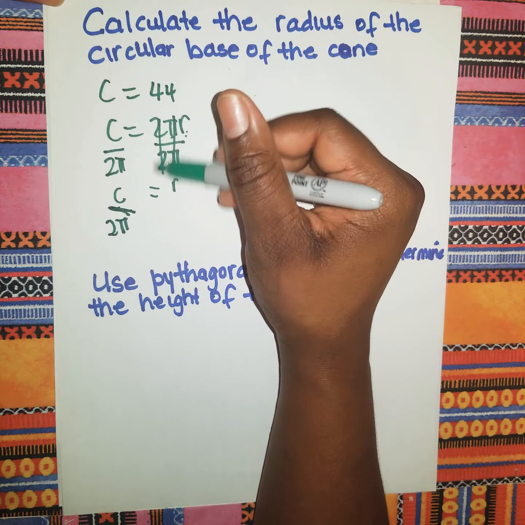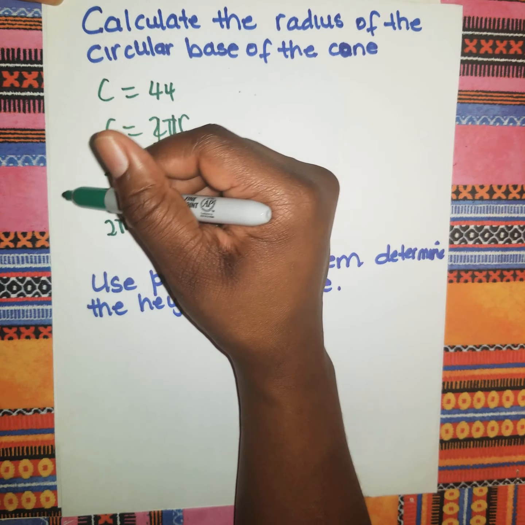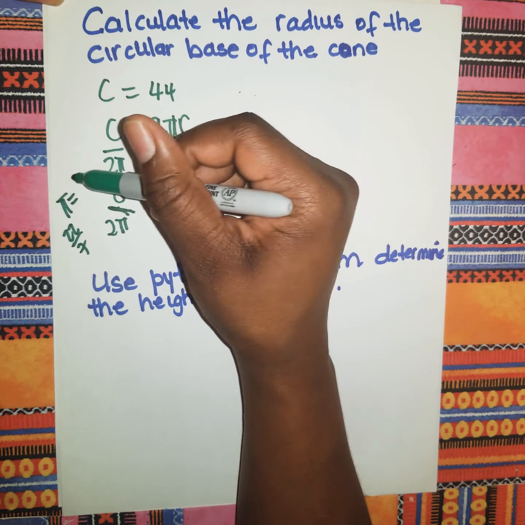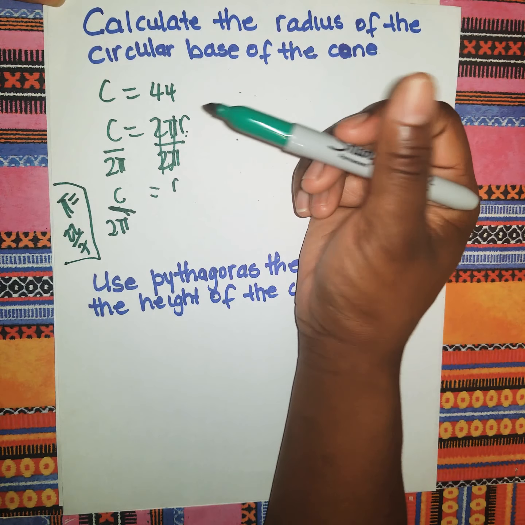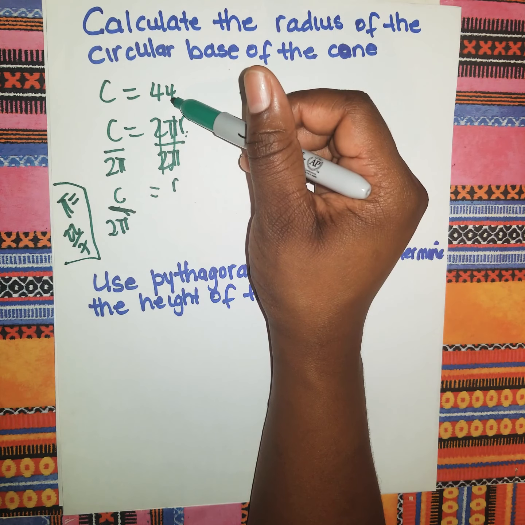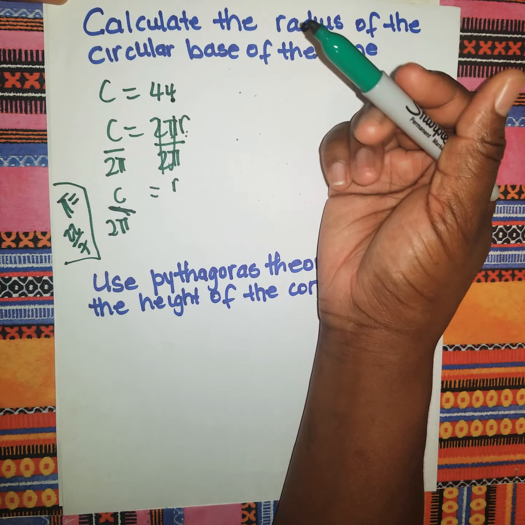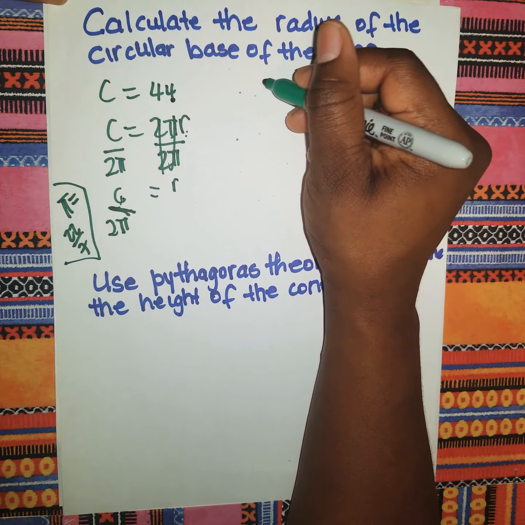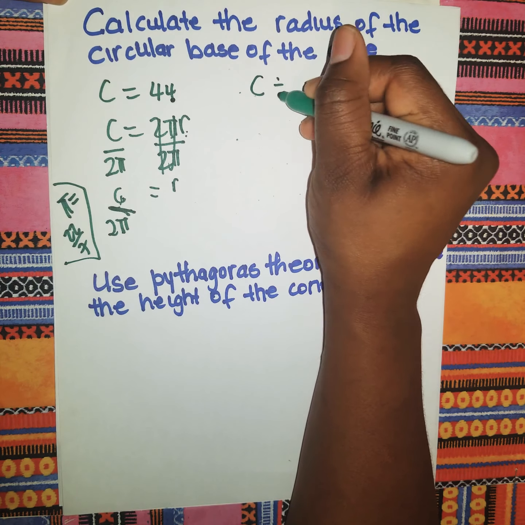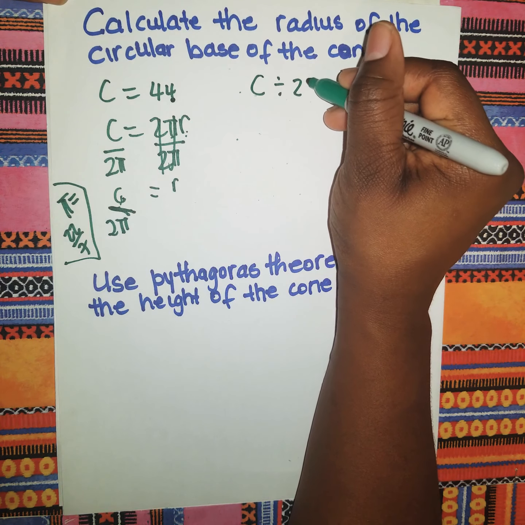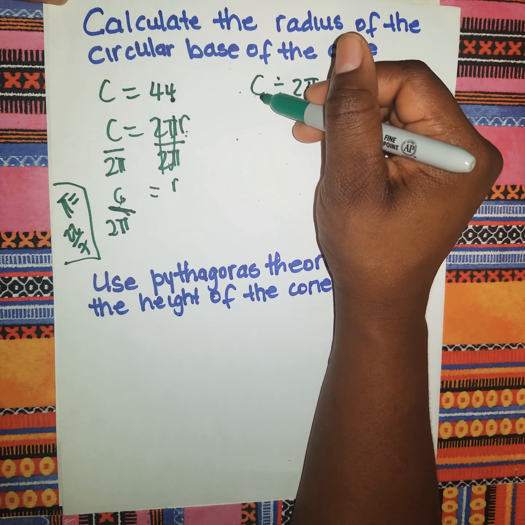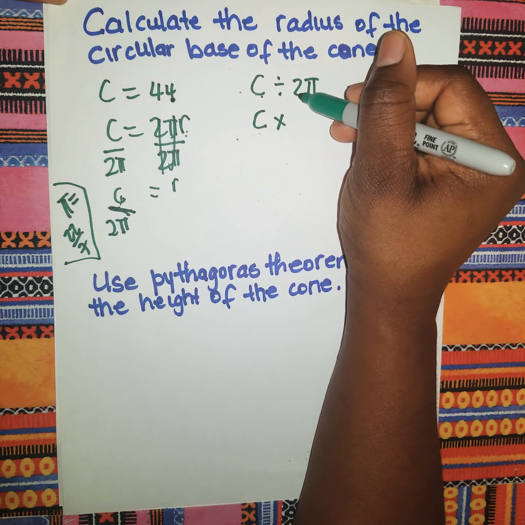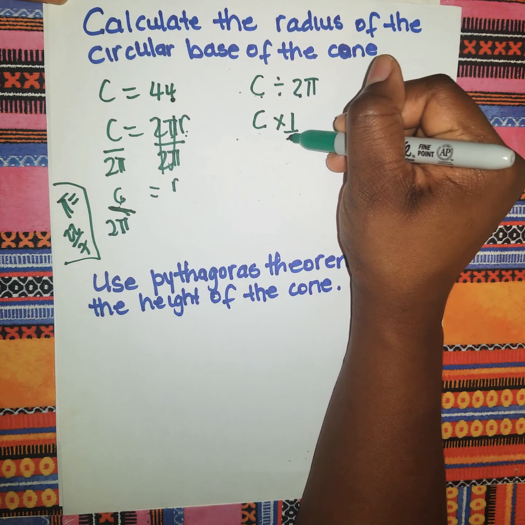Let's put in what we know. We know pi to be 22 over 7, so we'll be using this for our pi. We know our circumference is 44 and the 2 remains the same. So remember, once they're dividing, guys, we use keep, change, flip. And so this will be c times, we're going to flip this, becomes a half.